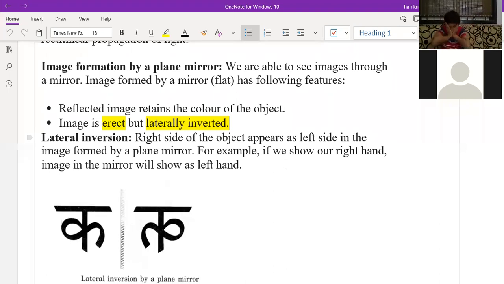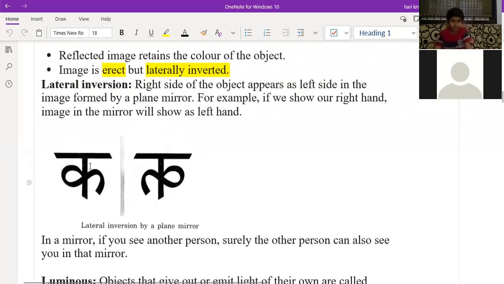The next one, the image is erect. Erect means it does not show any upside down. The image will be in the same erect position, but you can see it is laterally inverted. That means the left side of the object appears as the right side, and the right side appears as the left side. But will the color of the object change in the mirror? No, right? The color remains the same in the image formed by a plane mirror. So these are some features. Understood?